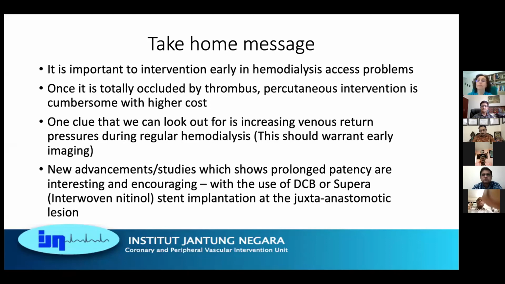There is some new evidence with the use of DCB in fistulas. A Medtronic IN.PACT balloon just came up, and the patency is prolonged up to 6-9 months, up to a year. So pretty good patency, up to 60 to 70%, if I'm not mistaken. Also there are studies on the use of Supera implantation at the juxta anastomotic lesion. So these are interesting things. Thank you very much. I'll take some questions.